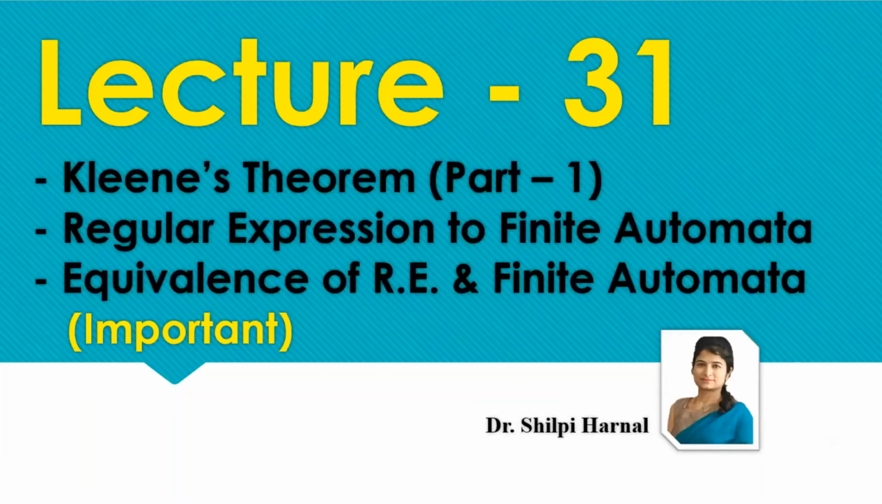In this lecture, we are going to start with Kleene's theorem part 1, that is, how to convert a given regular expression to an NFA with epsilon closure. Once we have an NFA with epsilon closure, we can easily convert it to the corresponding DFA. This topic is covered under the equivalence of finite automata and regular expression, and the introduction of the equivalence we have already covered in lecture number 30.